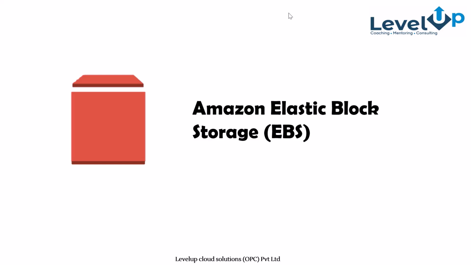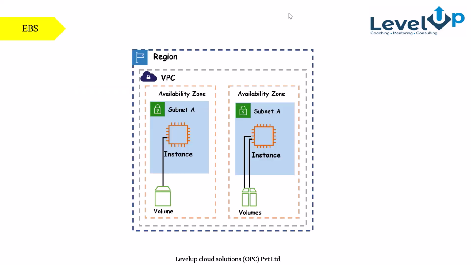Now let us speak about Elastic Block Storage. Elastic Block Storage provides block level storage volumes for EC2 instances. They behave just like raw unformatted block devices. You can mount these volumes as devices on your EC2 instances. EBS volumes that are attached to an instance are exposed as storage volumes and persist independently from the life of an instance. That means, even if an instance fails, we still have the EBS which is running.